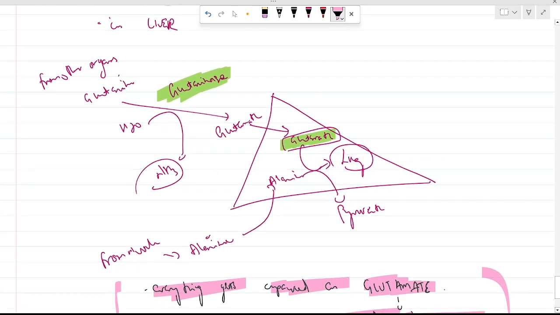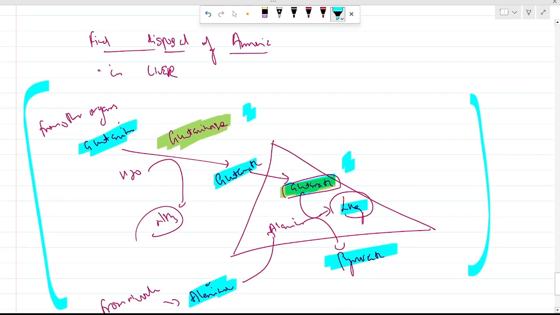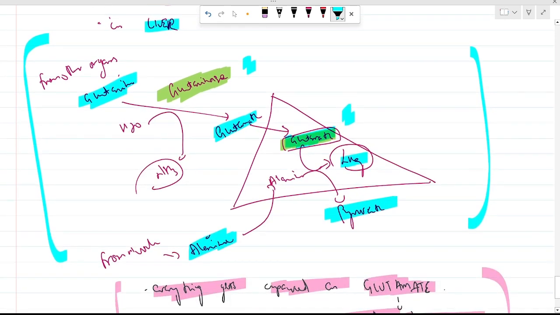These are the steps here. Glutamine and alanine come from different sides. Glutamine from other organs and the brain, alanine from muscle. Glutaminase converts glutamine to glutamate. It enters the liver and gets unpacked, and is converted to alpha ketoglutarate. The alanine also forms pyruvate. This is the gist. Final disposal is in the liver. So we have seen two enzymes: glutamine synthetase from glutamate to glutamine, and glutaminase from glutamine to glutamate.